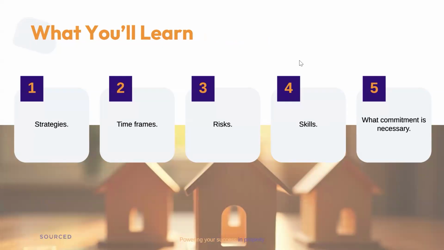What we're going to learn is the difference between some of the strategies and how quickly you can make money and how easy it is to make money from that property strategy. We're going to look at specific time frames of how long it's going to take you to make £20,000. We're going to talk about risks and about mitigating risks to make that £20,000 as reliable, as predictable as possible.